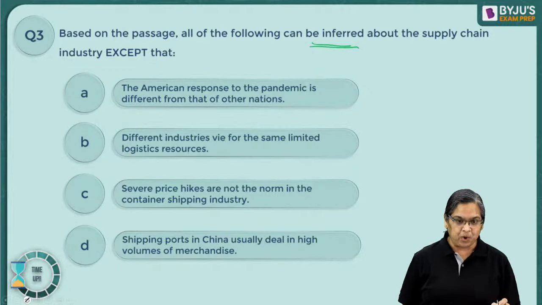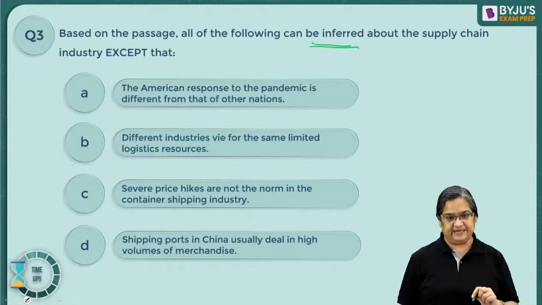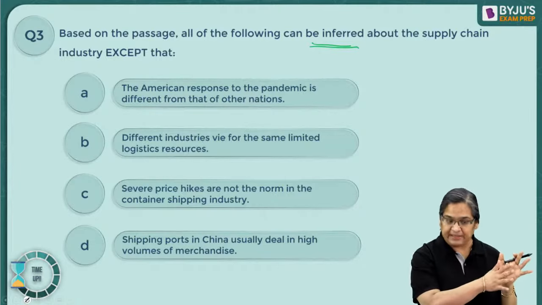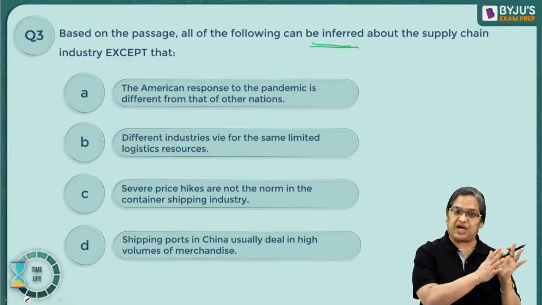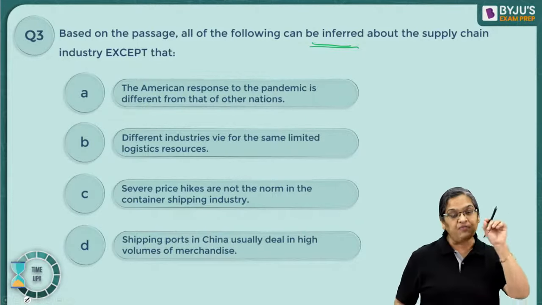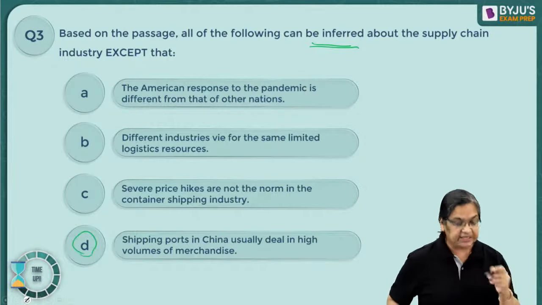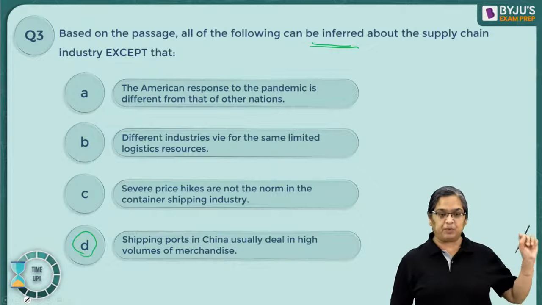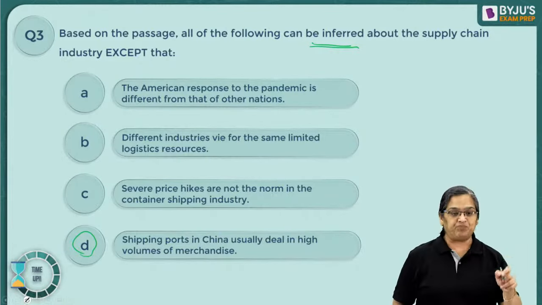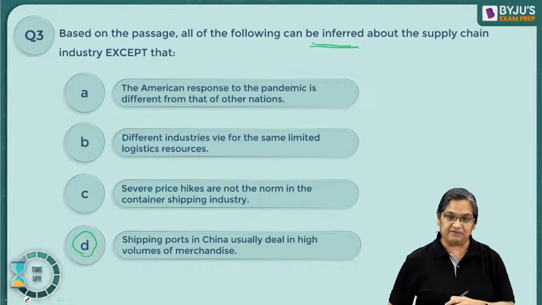D. Shipping ports in China usually deal in high volumes of merchandise. Has the author mentioned shipping ports in China? Yes, he did. He said because of the pandemic, the shipping ports in China had to be closed down, and he used the words the high volume shipping ports of China had to be closed down. So this can be inferred. High volume shipping ports of China were closed down means that shipping ports in China deal with high volumes of merchandise, so D can be inferred.